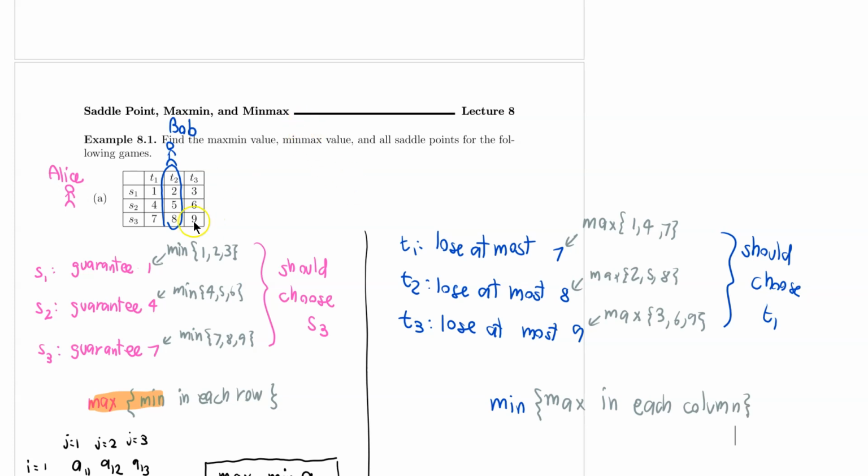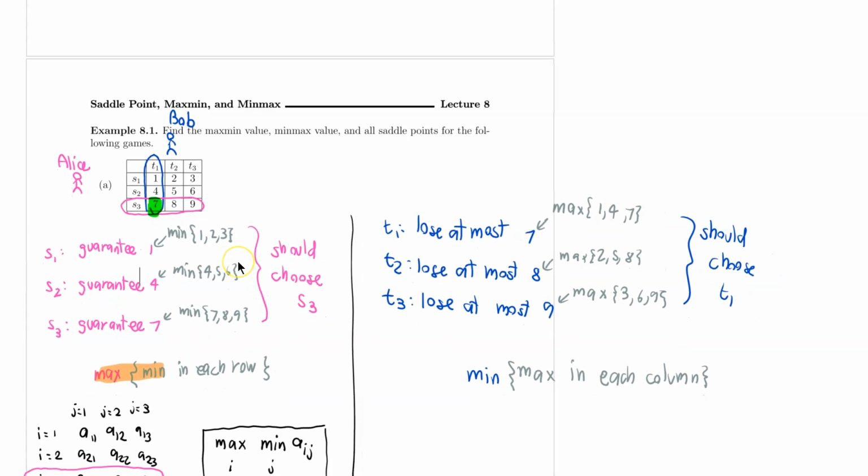Now, if Alice were to choose S3, like I said earlier, and if Bob were to choose T1, like we said earlier, then the value of the game is going to be 7, and this is indeed the saddle point that we mentioned earlier. We're going to come back to this in a moment.